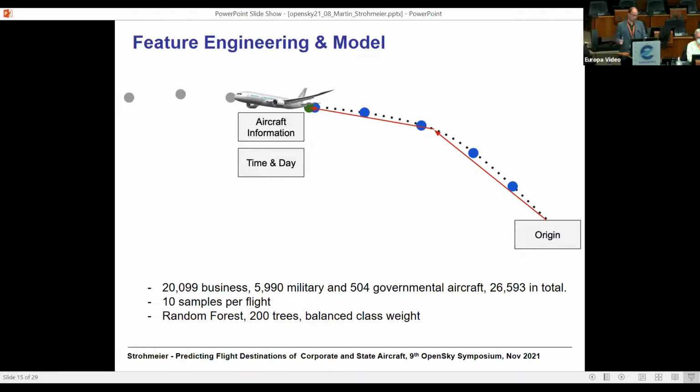The model, in this case, also very simple, no fancy deep learning or anything. So we just used the random forest model, 200 trees and balanced class weights.